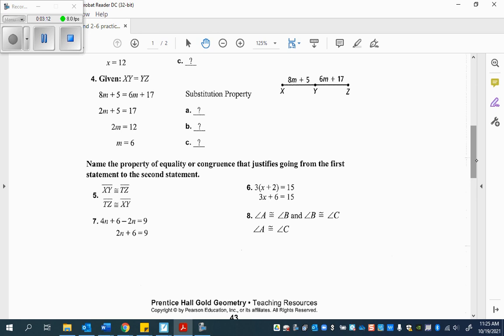And 5, 6, 7, and 8 name the property of equality or congruence that justifies going from the first statement to the second statement. If any of those things listed on both my answer key and your answers are not in your proof pantry, take the time to add them so that you have that as a resource.